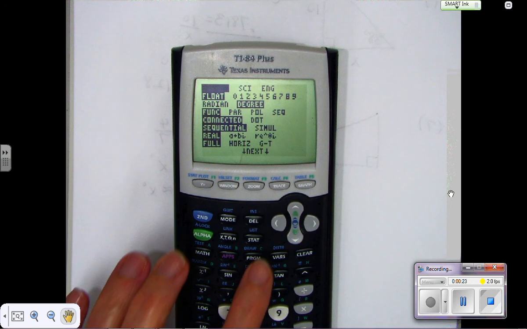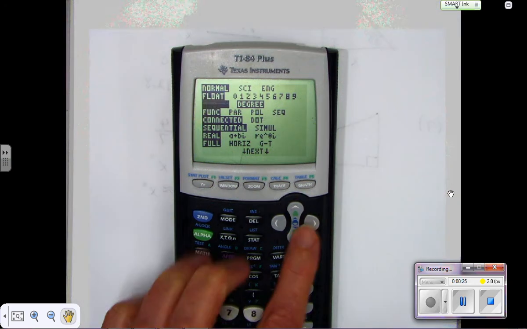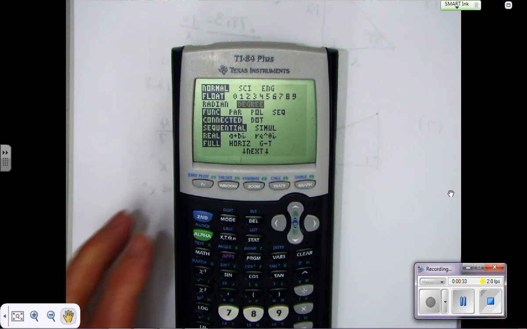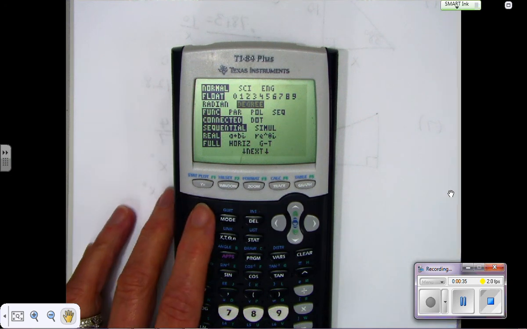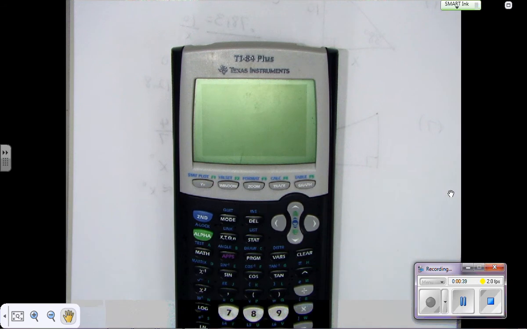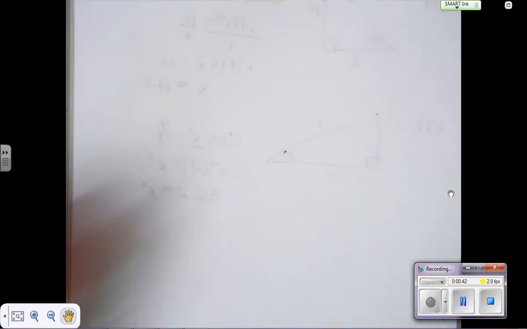And go down, arrow down to the radian and over to degree, and you want to press enter. You want to make sure that your degree is turned on and not the radian. They're both different ways of measuring angles, but we want to measure in degrees today. Okay, and then press second and quit to get off that screen. And then we're going to work with that in a little bit, but it's all set for when we need it.